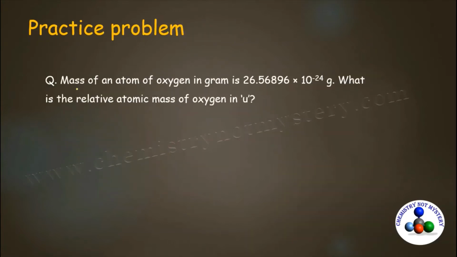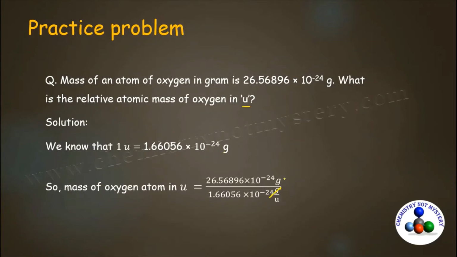Let's practice a problem based on it. Mass of an atom of oxygen in grams is 26.56896 × 10^-24 grams. What is the relative atomic mass of oxygen in u, or unified mass? You know, one unified mass is equal to 1.66056 × 10^-24 grams. So here grams will get cancelled out with grams, 10^-24 will get cancelled out with 10^-24. And on solving this equation, you will get mass of an atom of oxygen is equal to 16 u, and it is the relative mass of oxygen.